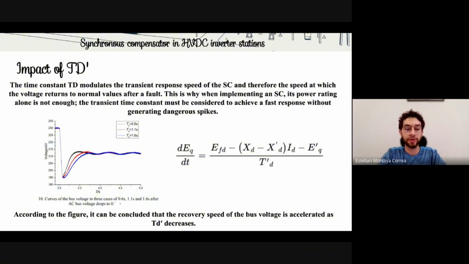With a lower T'd, the condenser ramps its MVAr quickly, the voltage dip is shorter, the bus recovers faster, and the inverter keeps its commutation margin. With a higher T'd, you end up at the same voltage, but you get there more slowly, leaving a longer vulnerable window. As you can see in this image, the lower the T'd is, the faster the system responds to recover its voltage. And in the equation, it is consistent: T'd is in the denominator.